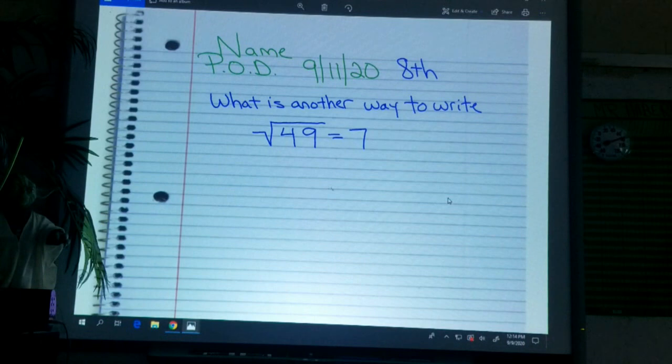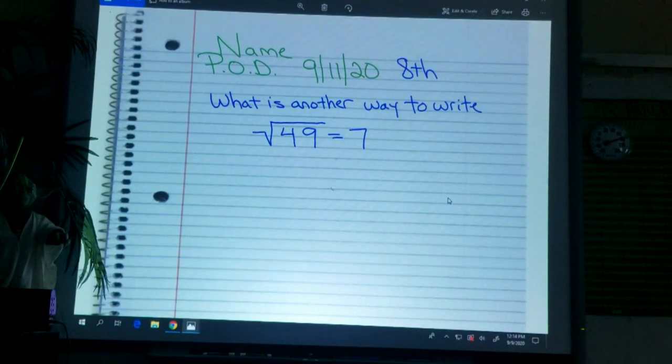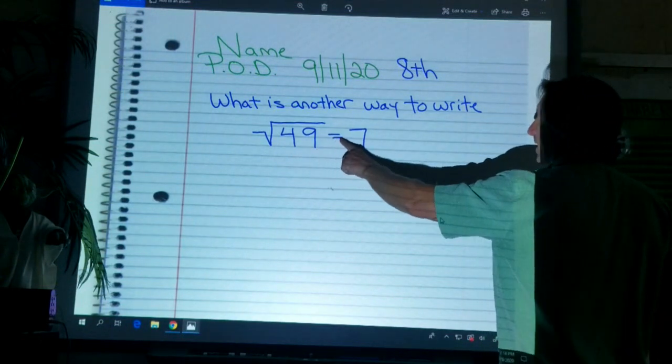Let's talk about our problem of the day. Give it a shot. Hit pause and start it back up when you're ready. All right, so it says, what is another way to write the square root of 49 equals 7?